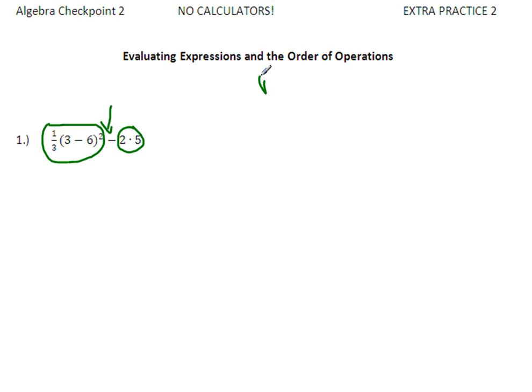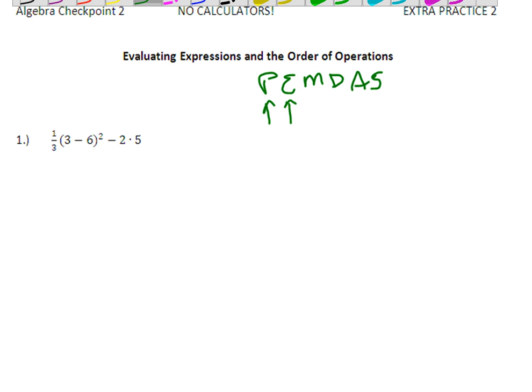Because of the "please excuse my dear Aunt Sally," we need to do parentheses first, okay? And then exponents will come next. So let me erase this. Maybe I'll do it in red here.